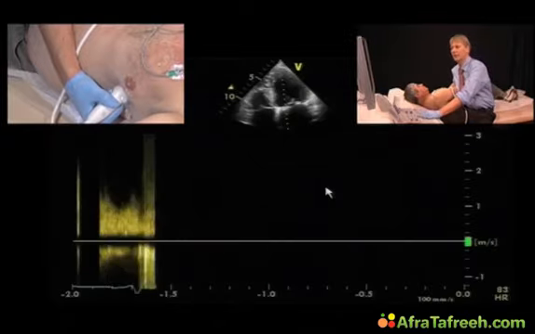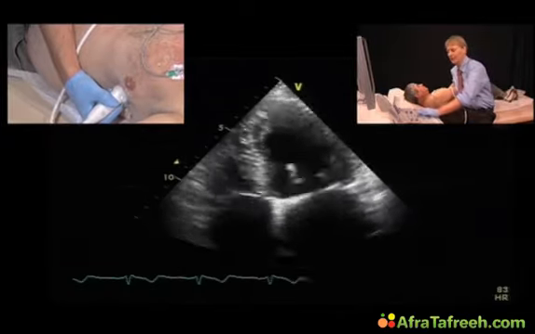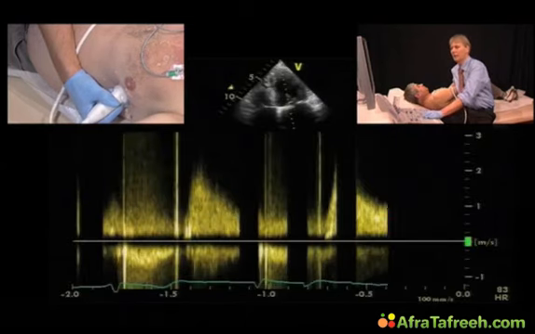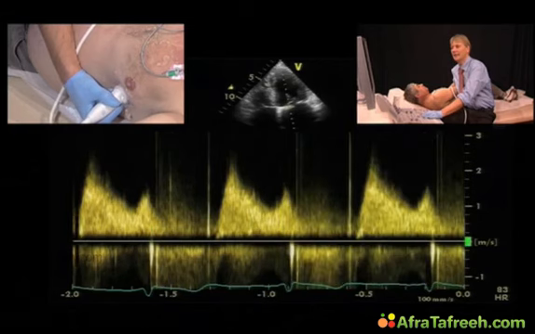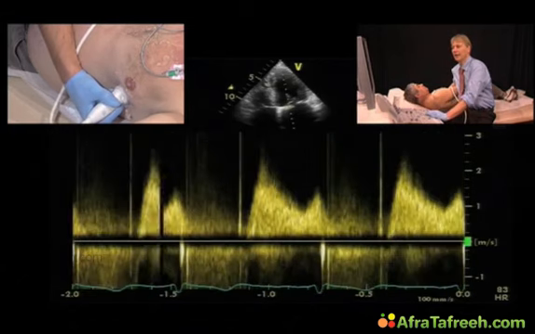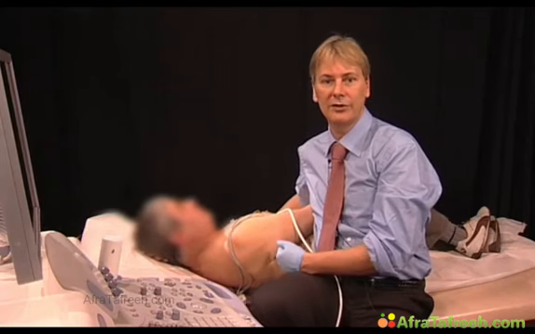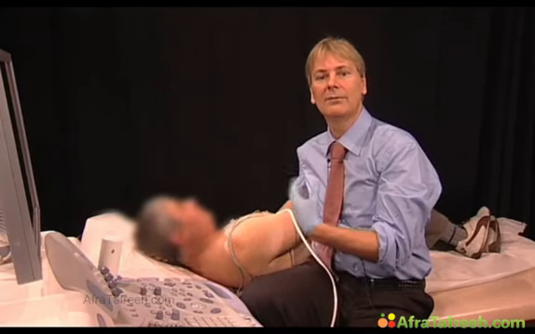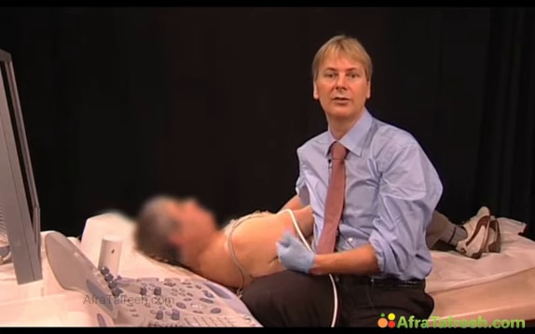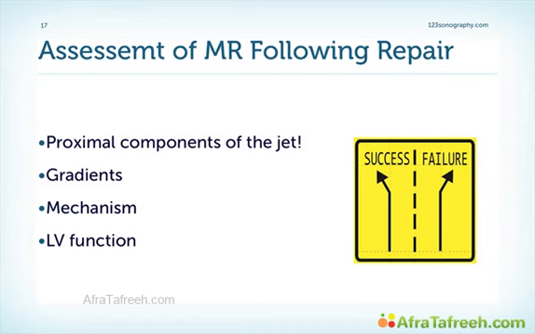And coming back to the continuous wave Doppler signal in this patient, we can also see that the gradients are elevated. We had a mean gradient of 8 to 9 millimeters mercury and a velocity of almost 2.4 meters. So this all speaks in favor of a significant regurgitation despite the patient having been reconstructed or repaired. So when you assess regurgitation following repair, it's not much different from assessing conventional regurgitation. You look at the proximal components of the jet, the gradients.